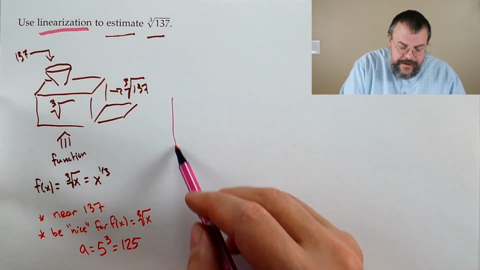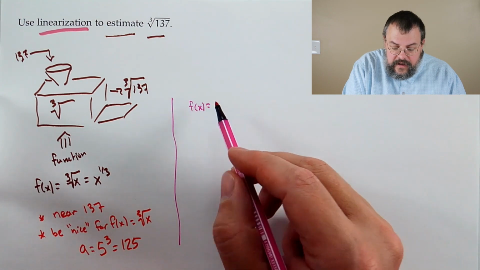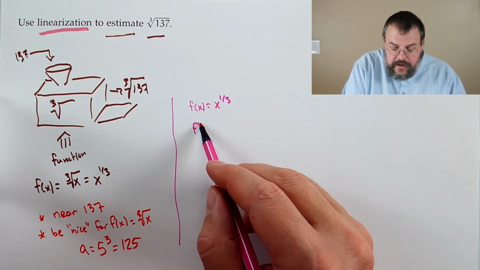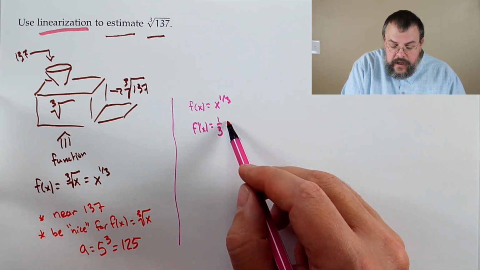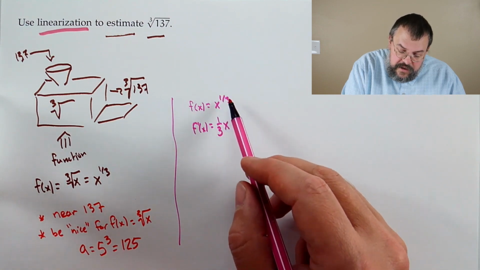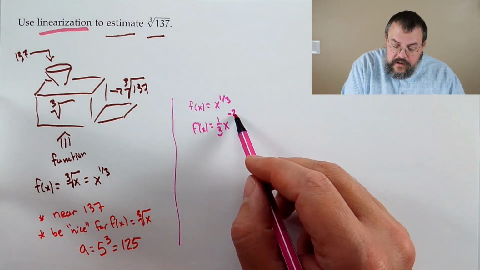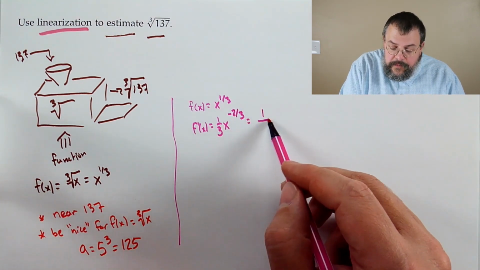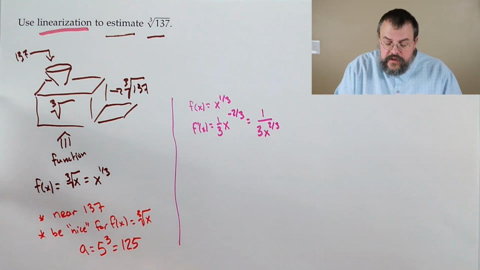So let's begin. Our function f of x is x to the 1/3. Our derivative, because we need to figure out our tangent line: we bring the power down, 1/3 x, then we subtract 1, and 1/3 minus 1 is minus 2/3. And you can think of this as 1/3 x to the 2/3. Okay.